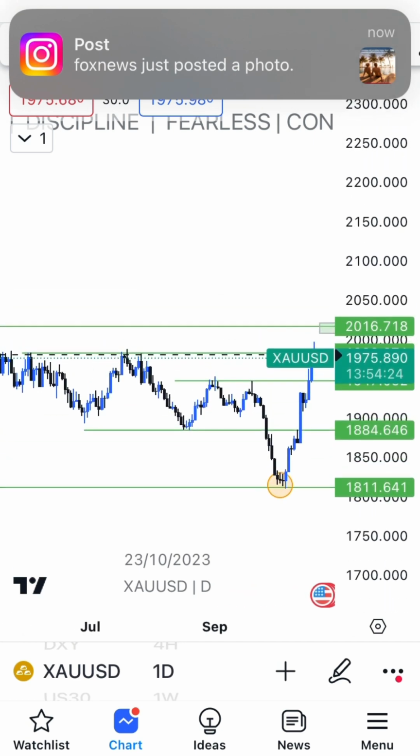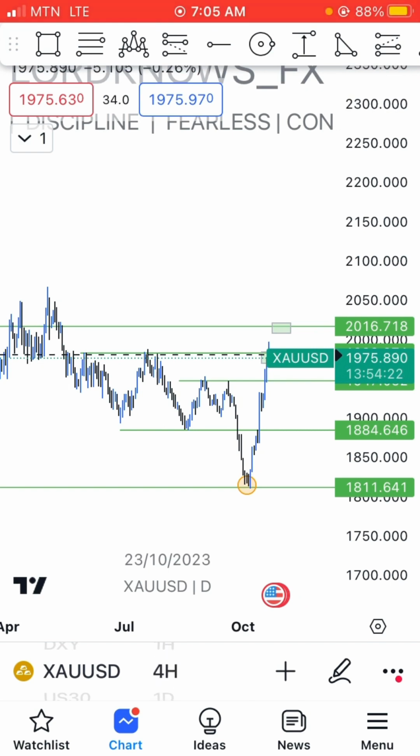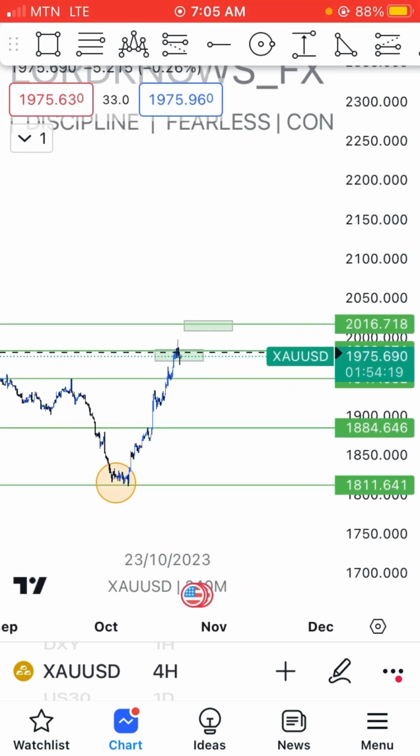Okay. So now today let's focus on, so I'm now narrowing down to the 4-hour time frame, so you get a clearer view of what I'm saying. So you see here.